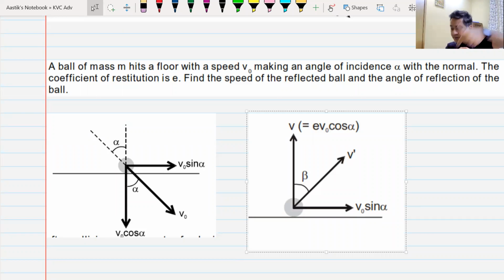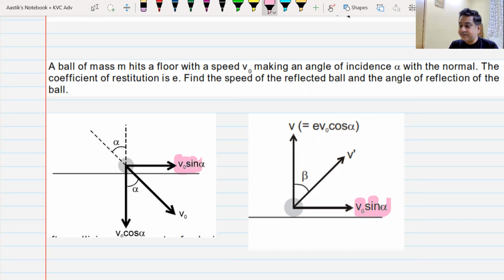It is falling with a velocity v naught at an angle alpha, with components v naught cos alpha and v naught sin alpha. The line of impact is the common normal. Do we understand this? Momentum only changes along the common normal. After impact, it moves with a velocity v dash at an angle beta. Remember, along the common tangent, the velocity remains the same.